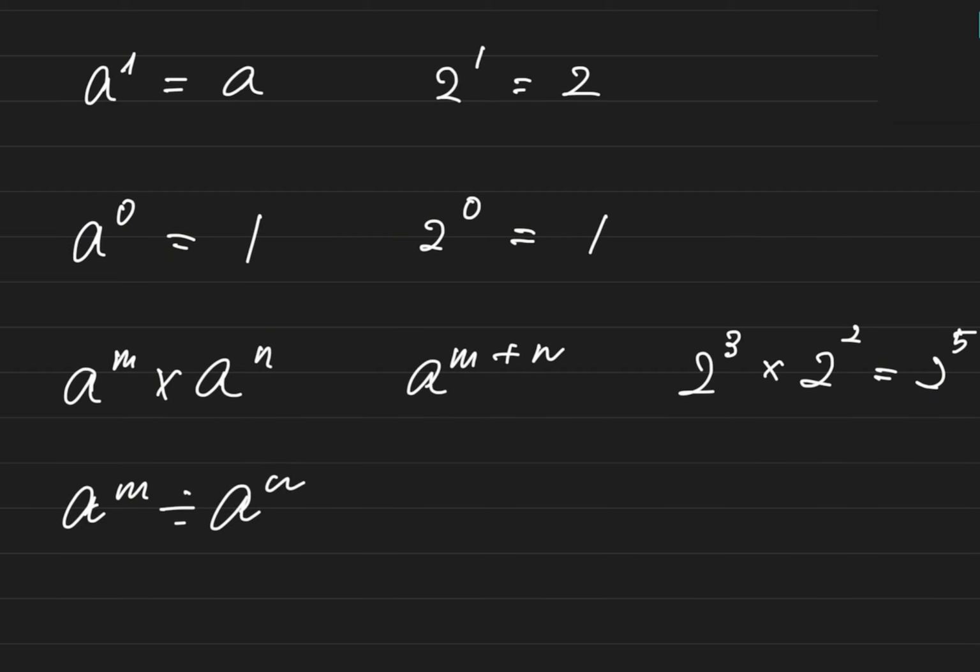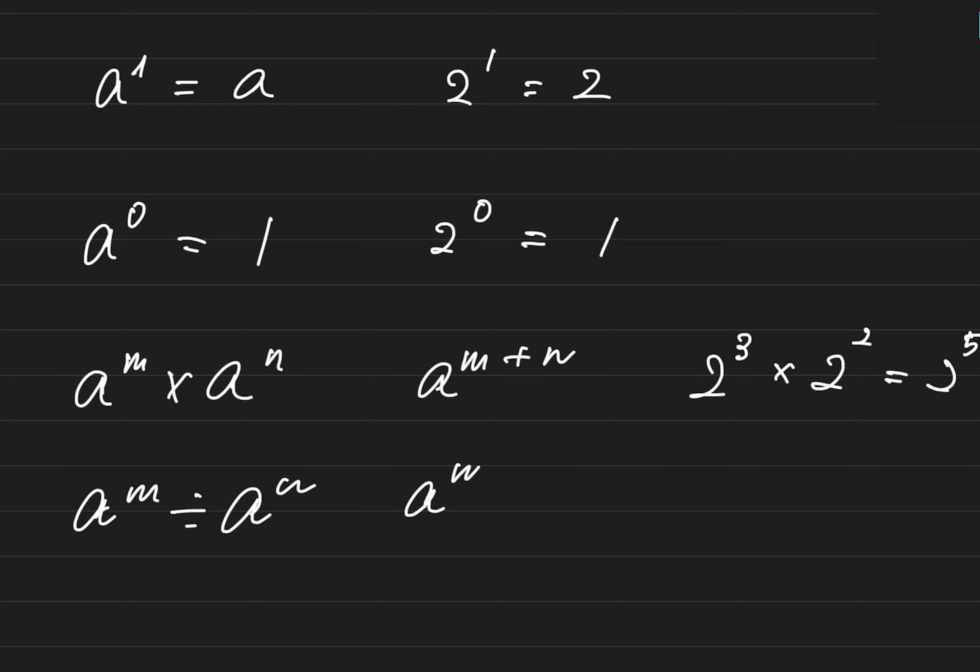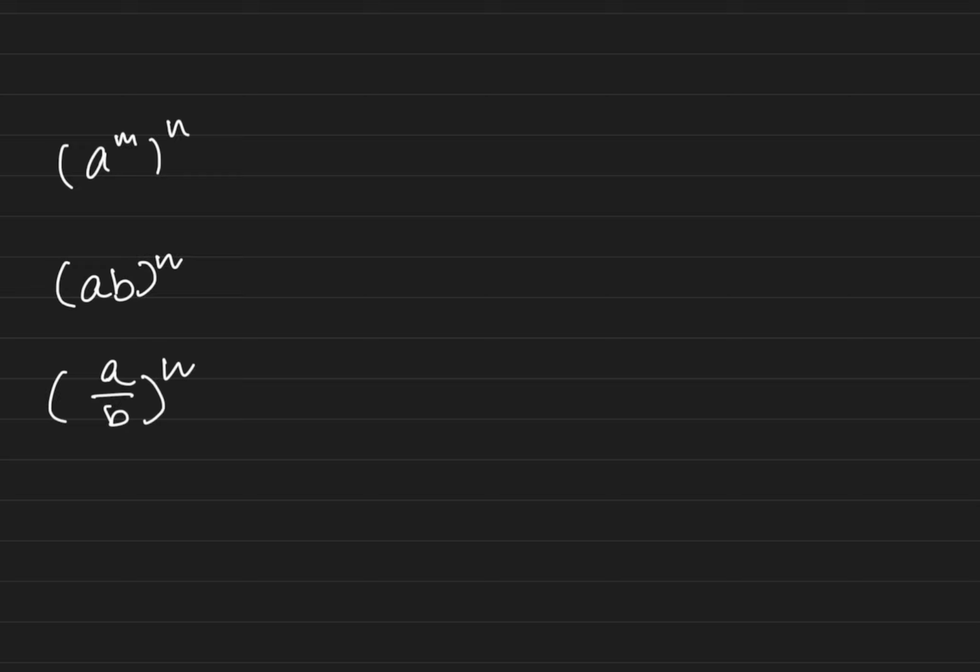a to the power of m divided by a to the power of n. This means that if the indices have the same base, their powers can be subtracted from each other. So in this case, the answer would be 2 to the power of 1, which we know would be 2. Now on to the next three.